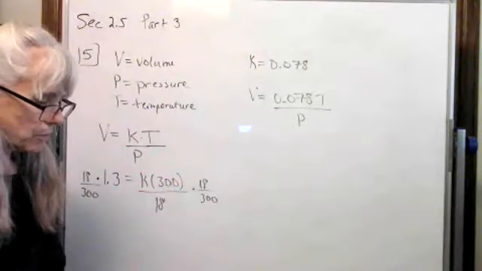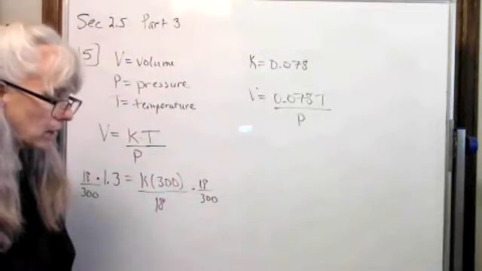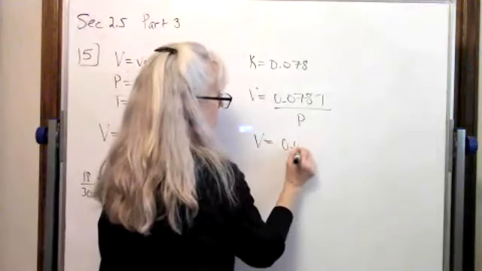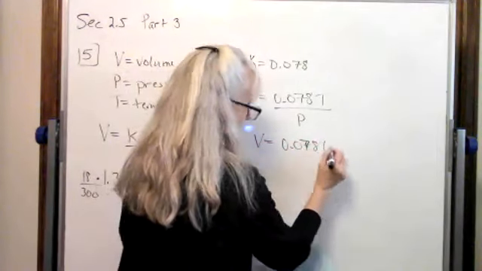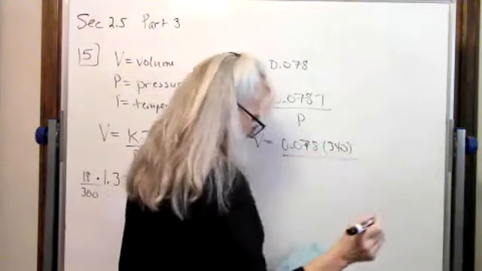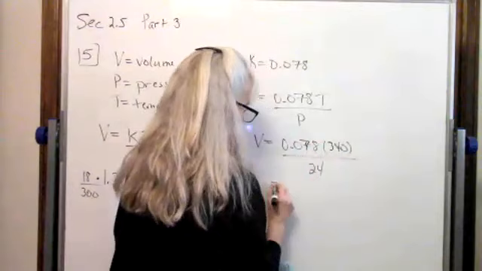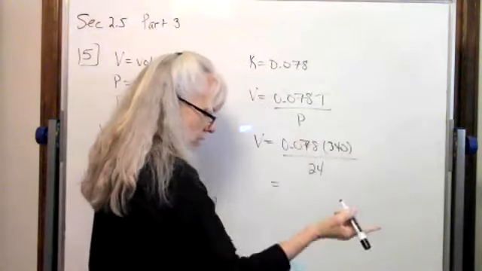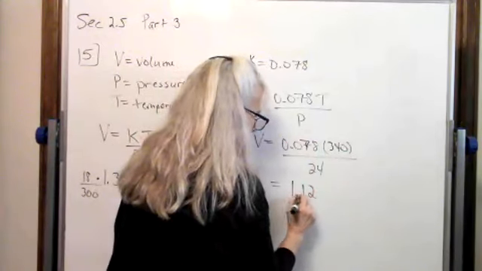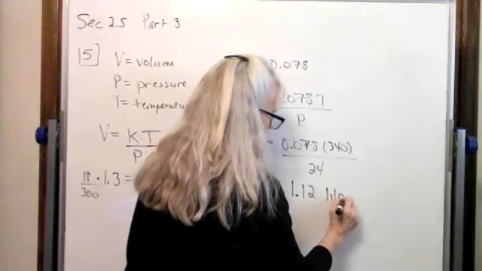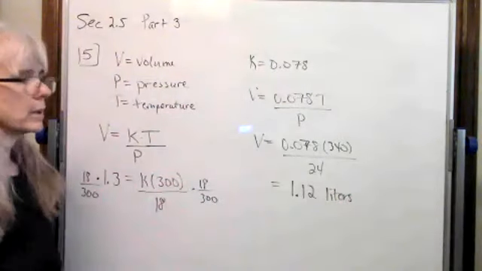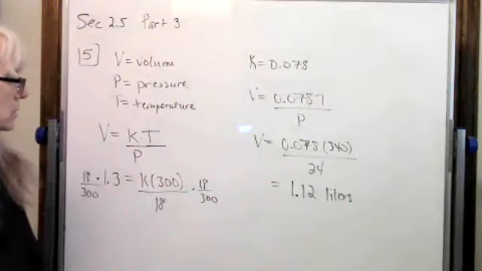And then it wants to know, find the volume at 340 Kelvin and a pressure of 24 newtons. So we want to find the volume when the temperature is 340 Kelvin and the pressure is 24 newtons. And if I do that, so 0.078 times 340 divided by 24, I end up with 1.12. And because the initial volume is in liters, I know that this volume is also in liters. So, another variable thrown in there, but we were still able to work it with no difficulty.